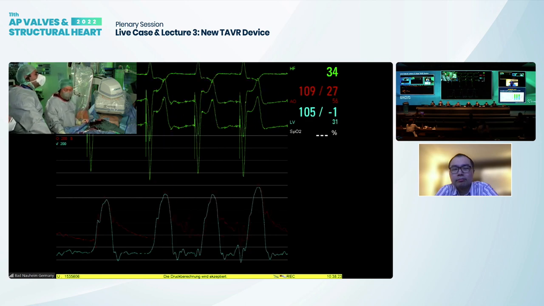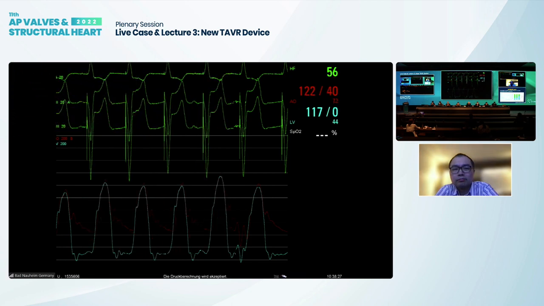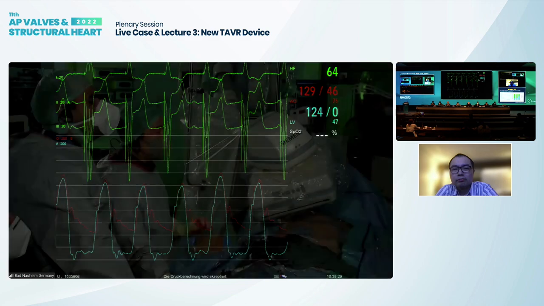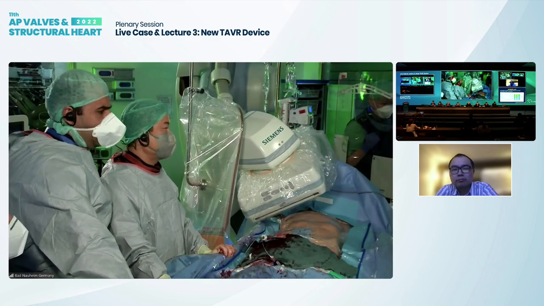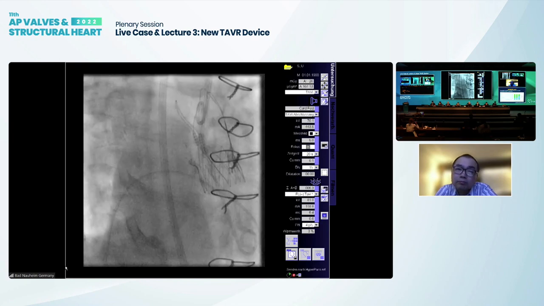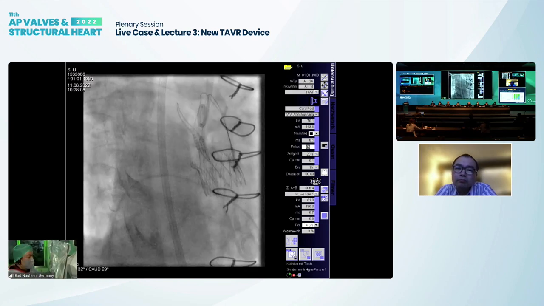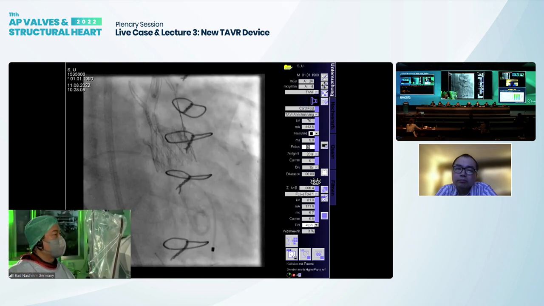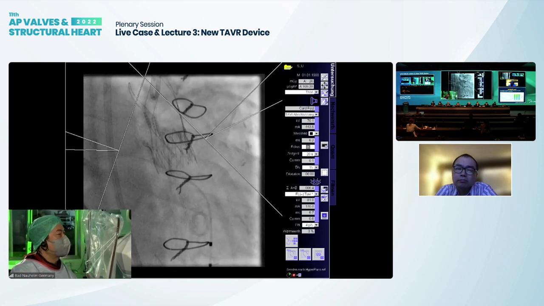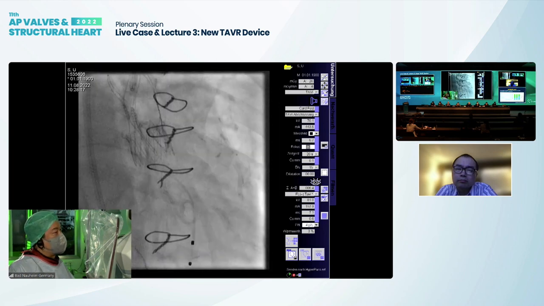Now we will go to cusp overlap view. You can see that we almost achieved perfect commissural alignment. And this is being confirmed on the cusp overlap view, as you can see, with the two commissural posts on the left-hand side overlapping and one on the right-hand side being isolated.